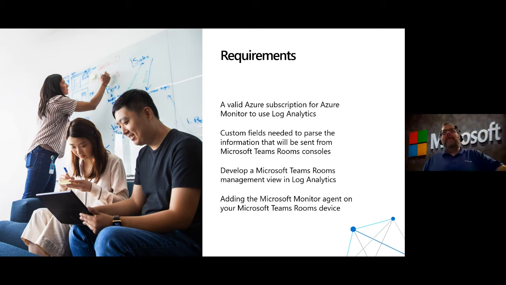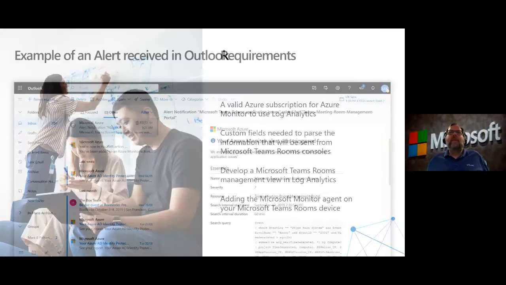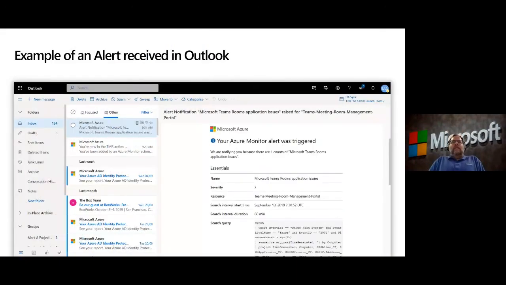And then you install the monitoring agent on each one of your devices. Here's an email that I got. There was an issue. We are notifying you because there are 1 counts of Microsoft Teams Rooms application issues. We're not going to jump into exactly what it was. I believe to do this, I disconnected one of the cameras to force a hardware issue. So, email notification. You could send this email to your ticketing system to automatically generate tickets.